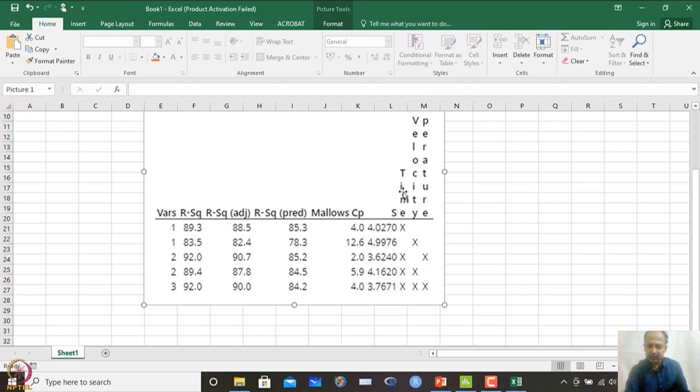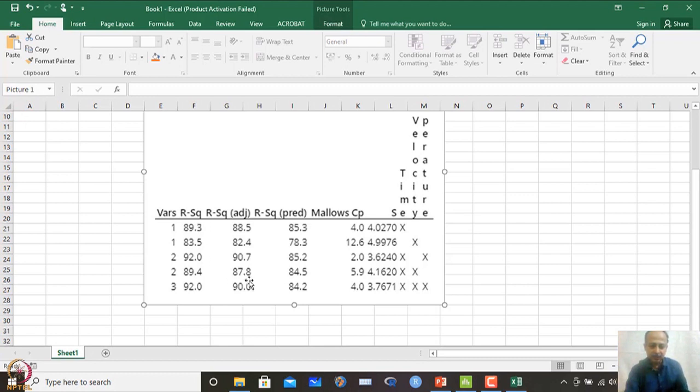The third one, time and temperature, has Mallows Cp less than the number of variables plus 1. So 2 is less than 3. This seems to be adequate, one of the suggested models over here. And we are getting an R square value of 92, which is higher than the earlier one.